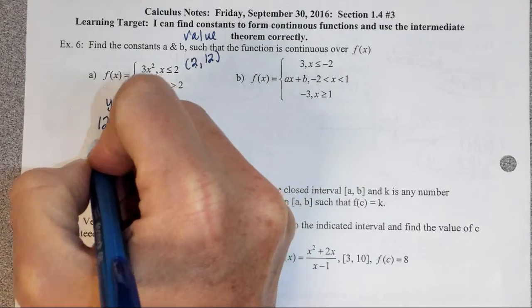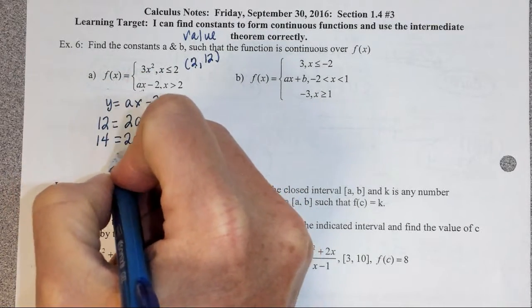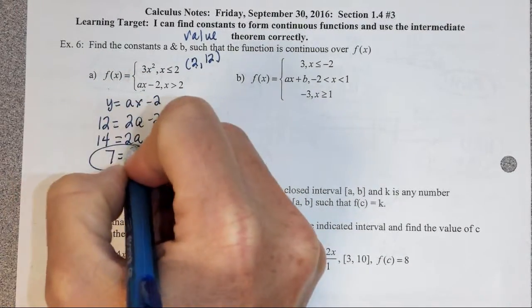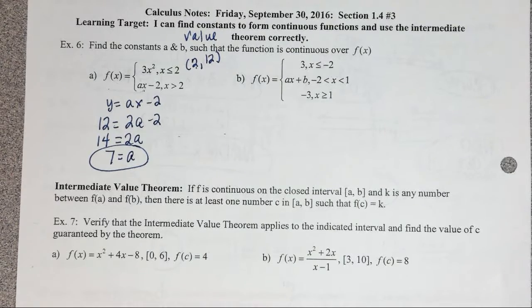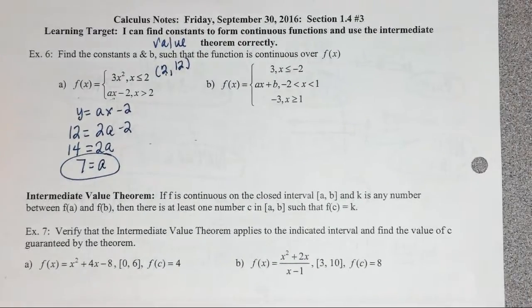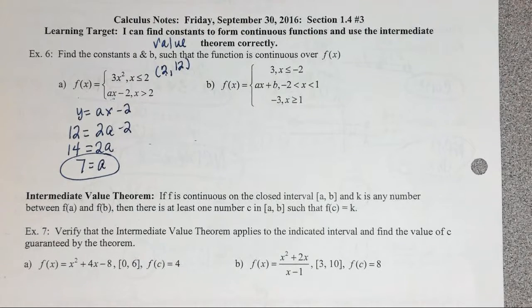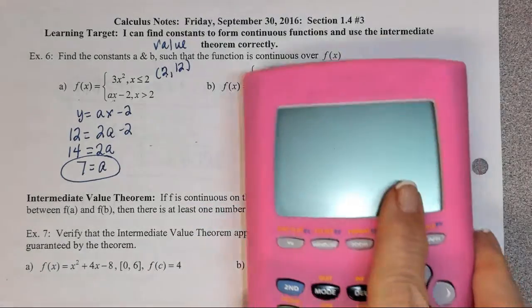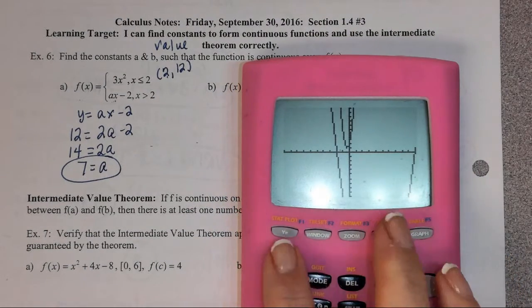So solving this, I'm going to get 2a equals 14, and so a is going to equal 7. So that's the value that's going to make this continuous. I'm not sure if I've shown you this yet, but you can graph piecewise functions on your calculator. Let me show you how I could now graph this.